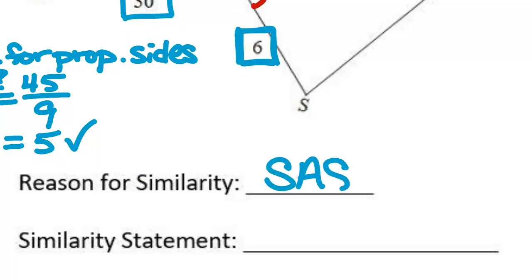Side, angle, side. Is this correct? No. What am I missing? The squiggle. The squiggle is super important. Without the squiggle, you're saying they're congruent. You're saying that they're the same size. With the squiggle, it means they're similar. It means they're the same shape, but not the same size.